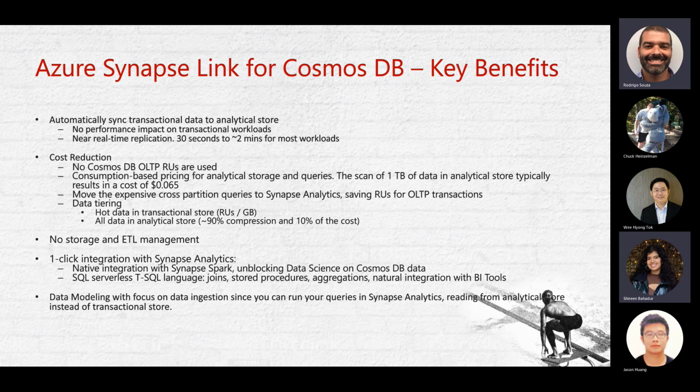Cost reductions: no Cosmos DB RUs are used, again. There is consumption-based pricing for analytical store queries. So scanning a terabyte of data will typically cost 0.065 cents. You can move the expensive cross-partition queries to Azure Synapse Analytics. These are the most expensive queries you can run in Cosmos DB, cross-partition queries.